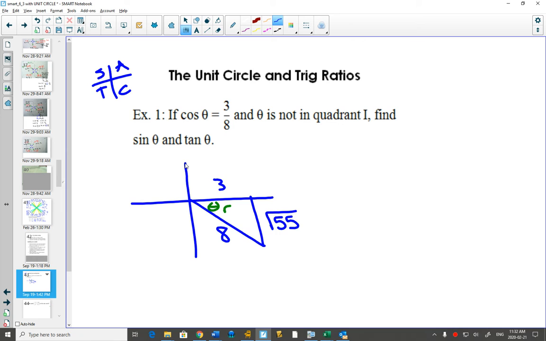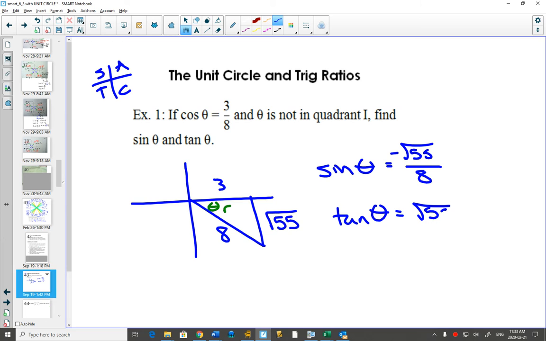And now you know what sine of theta is, and you know what tan of theta is. Sine is opposite over hypotenuse, and because it's in quadrant 4, it would be negative. Tan is opposite over adjacent, and because it's in quadrant 4, tan would be negative.